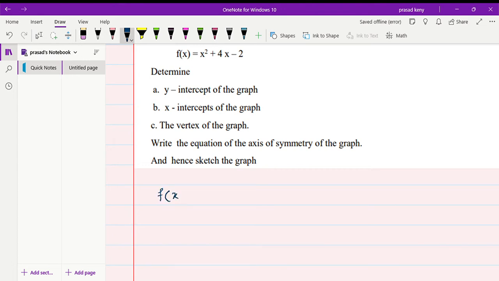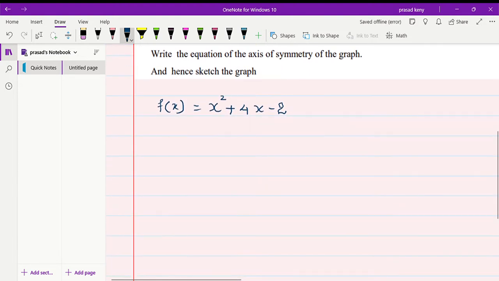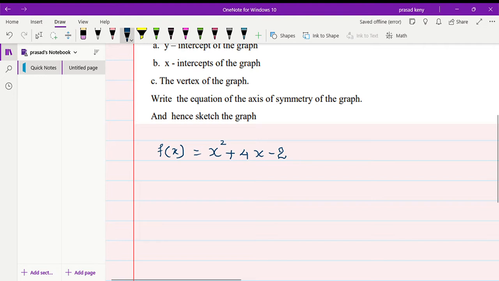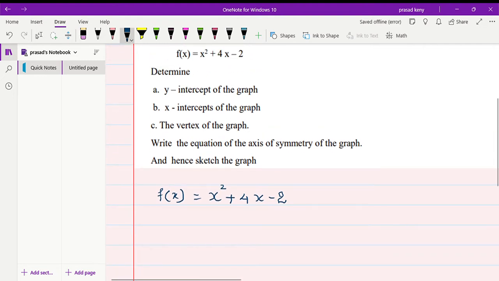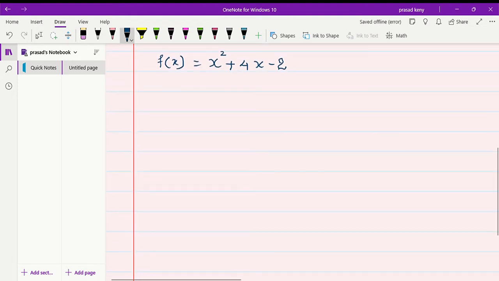f(x) is equal to x square plus 4x minus 2. Now, to sketch the graph of a quadratic function, which things we have to determine? First the y-intercept, then the x-intercepts and the vertex. So first let us determine the y-intercept.